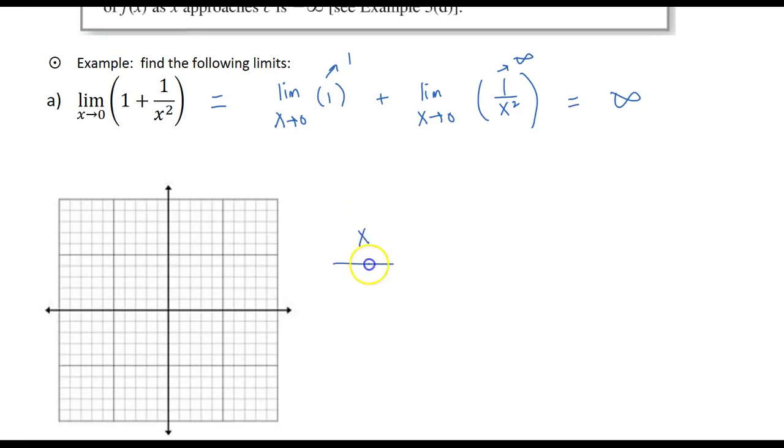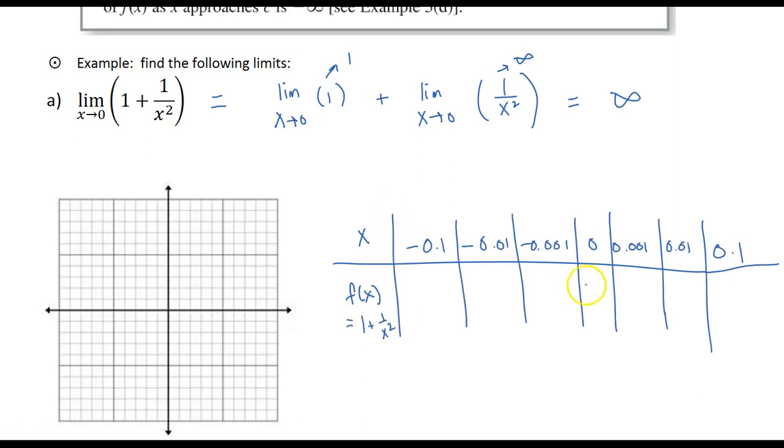So I could make a chart. We're approaching 0, so I would get some points on either side of 0. We know that it does not exist at 0, and I can fill in the chart accordingly. So you can clearly see from that chart that as we approach 0 from either side, this thing is definitely approaching positive infinity, so that's one way that you can look at it.